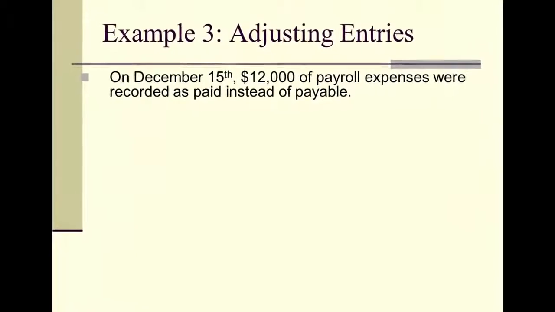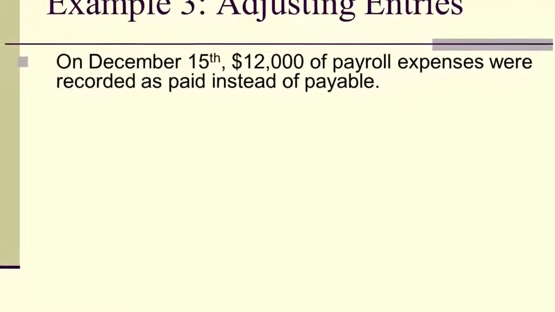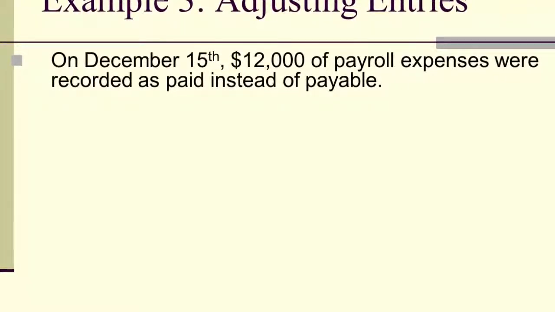So let's go ahead and take a look at our next example right up here. We've gone back through our books and we found that on December 15th we recorded $12,000 as paid instead of payable. So the question is, do we have an adjusting entry? And the answer is no, we don't have an adjusting entry. What we have instead is a correction. This kind of thing happens all the time.